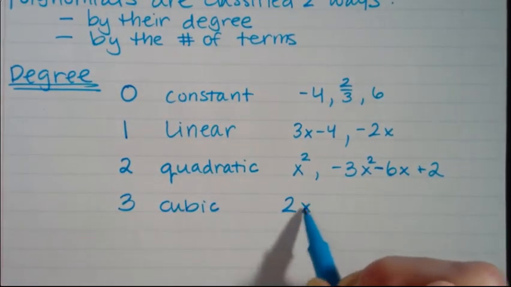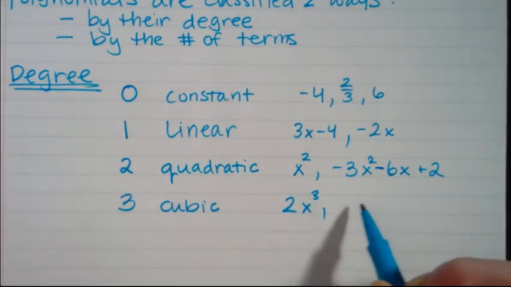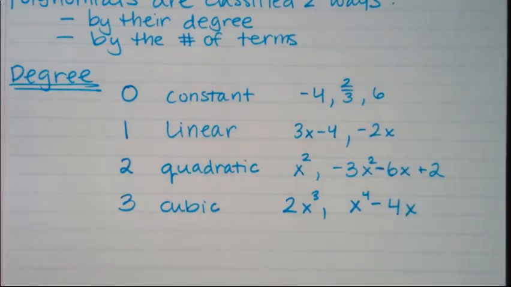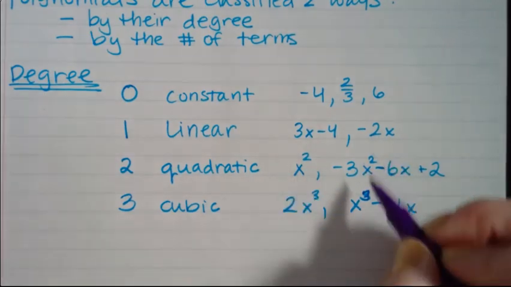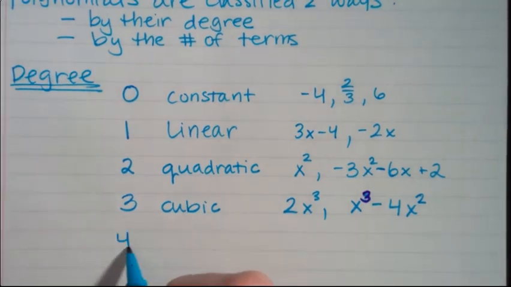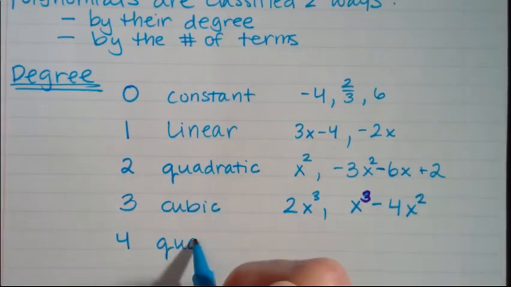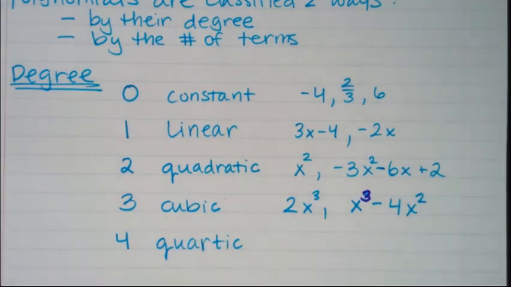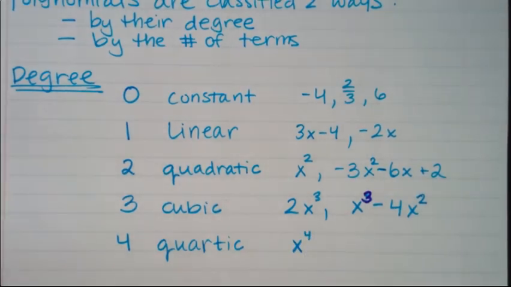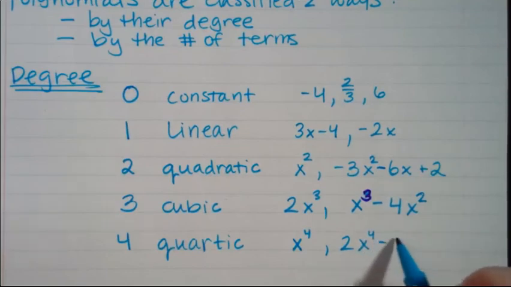And some examples would be 2x to the third, x to the fourth minus 4x. Excuse me, not x to the fourth, sorry. x to the third, make sure that's a 3. So x to the third minus 4x to the second, that would be an example of a cubic. Fourth is quartic. These cubics and quartics are something that you'll find later on in your algebra classes. Okay, but this is when we have x to the fourth, 2x to the fourth minus 3x would be another example.